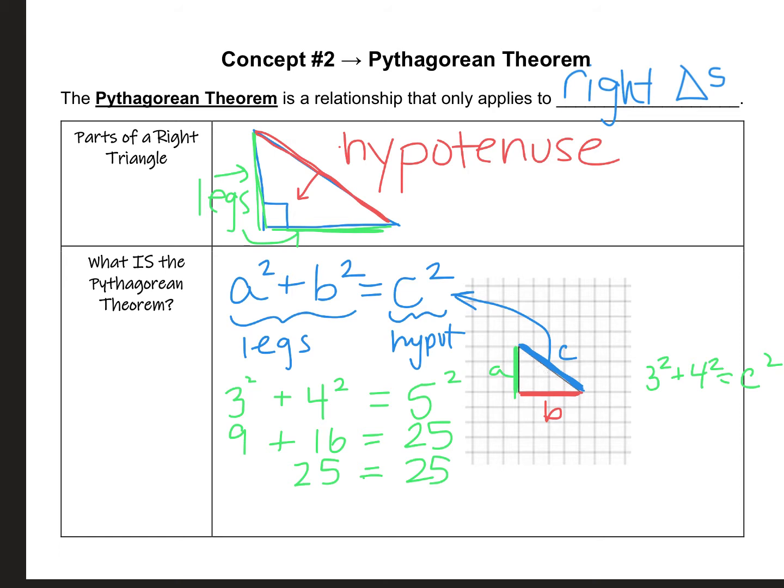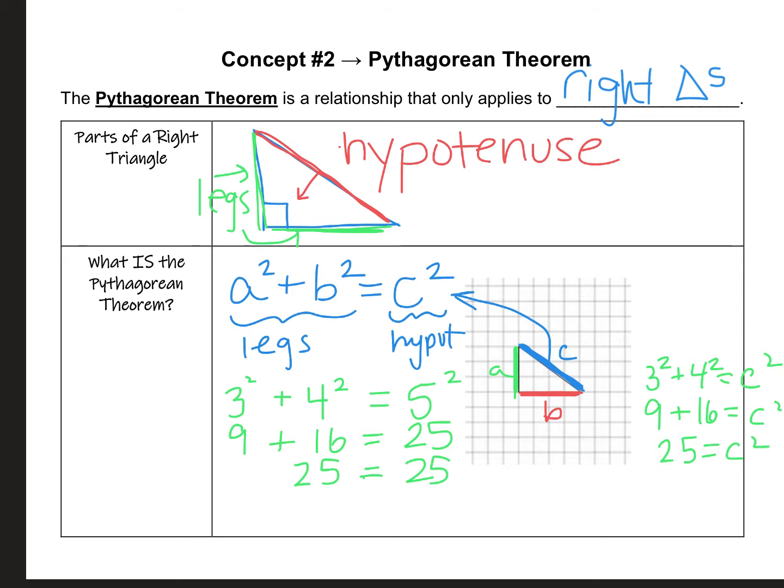We want to find out what that missing number is. So we're solving an equation this time instead of just checking it. So we've got 9 plus 16 equals c squared. I would then get 25. And then you can see here it's saying 25 equals some number squared.